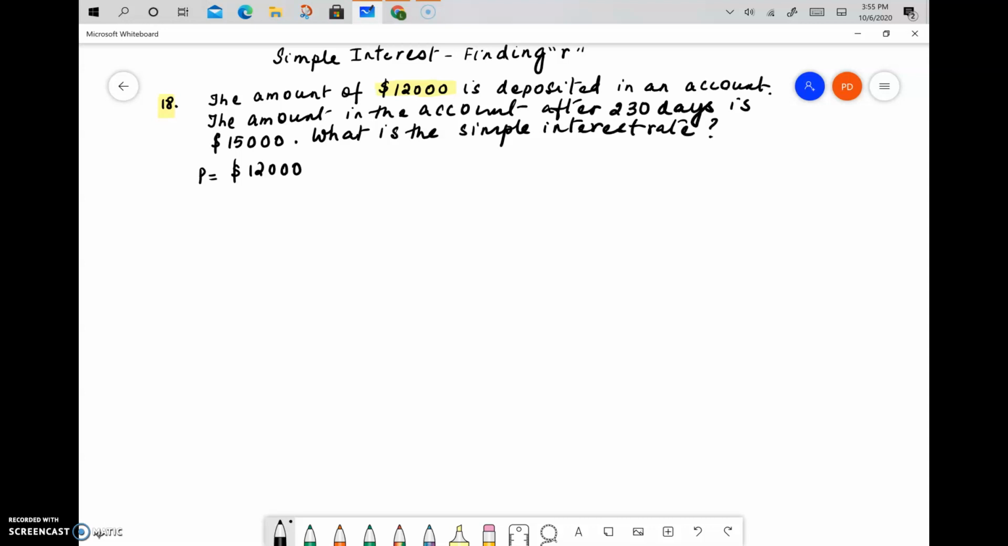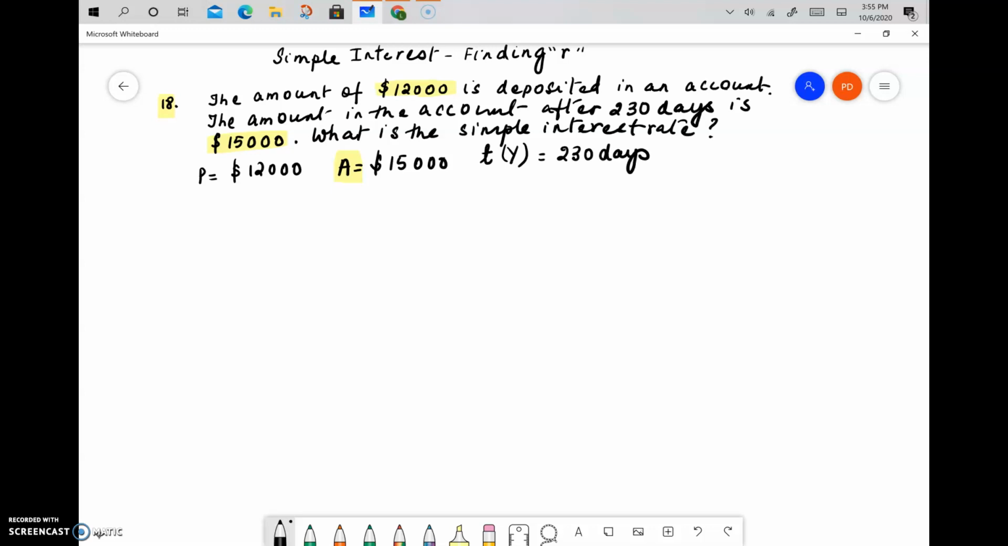The amount in the account after 230 days, which means after a certain period of time, we have $15,000. So that would be $15,000 is the amount A, which is equal to $15,000. So that's the future value. And the amount of time that this money, which is $12,000, sits in the account, let's call it T, also called Y, is equal to 230 days.